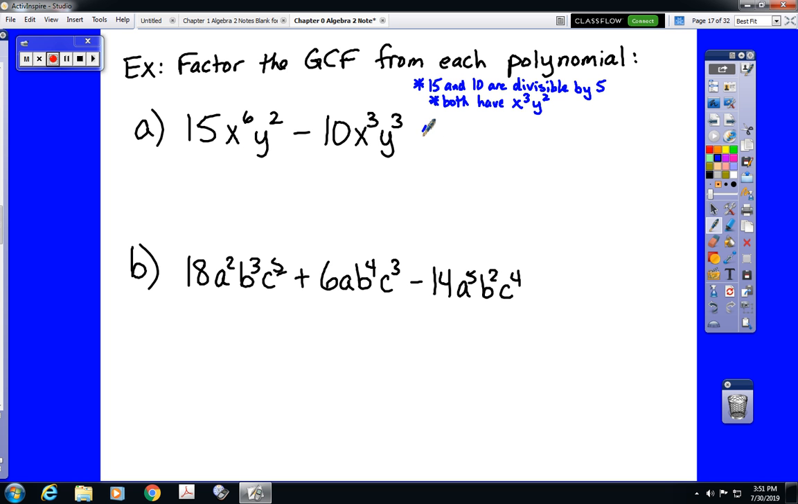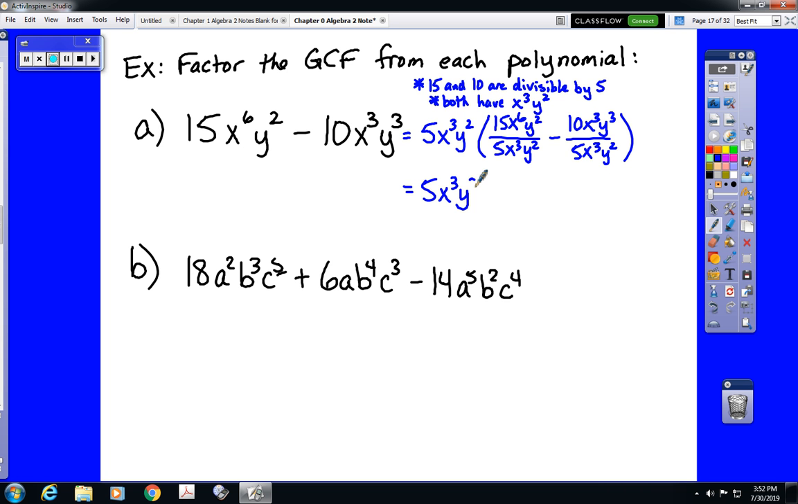So we're going to be factoring out a 5x cubed y squared, which means we're going to take the original problem and divide by 5x cubed y squared. So that would be 5x cubed y squared on the outside, 3x cubed minus 2y on the inside.